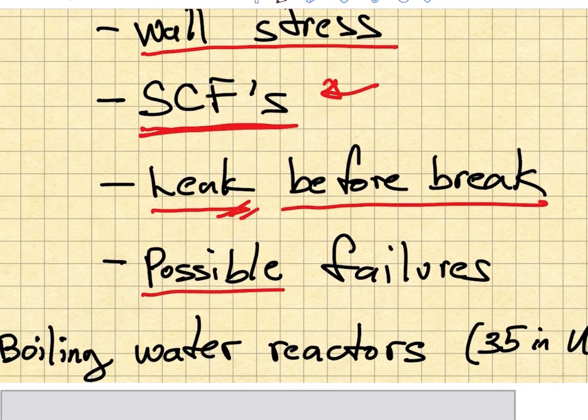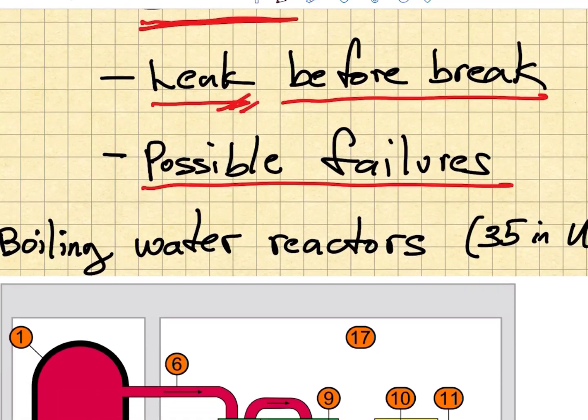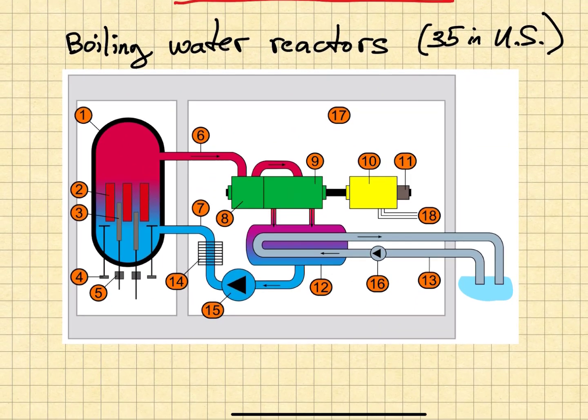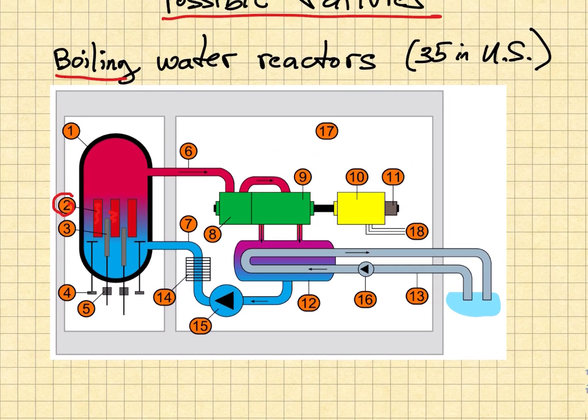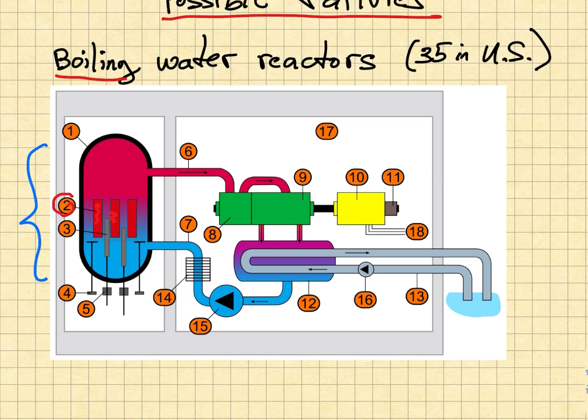We have to look at all possible failure modes. I just want to use another example of some important pressure vessels that are out there. A boiling water reactor is all contained within a pressure vessel. That is a pressure vessel, which is this pill-shaped device in here.